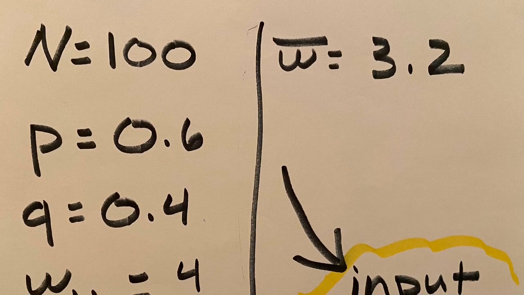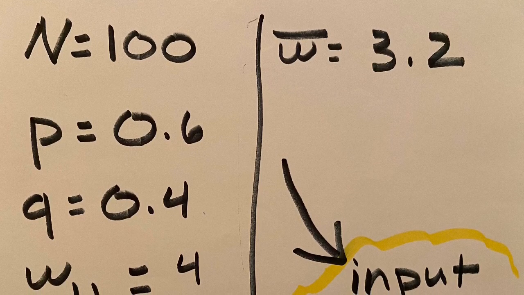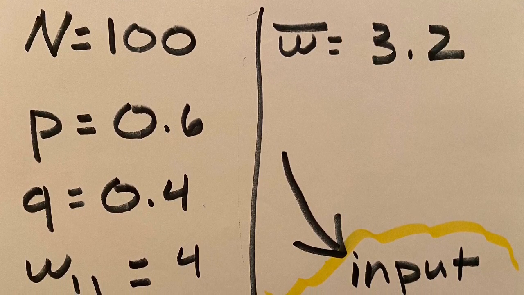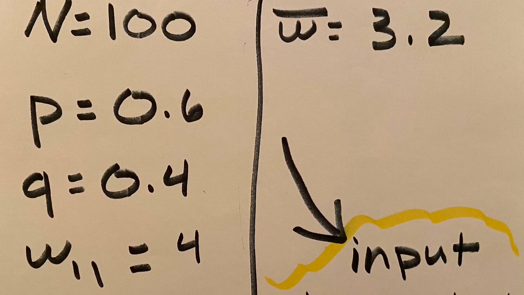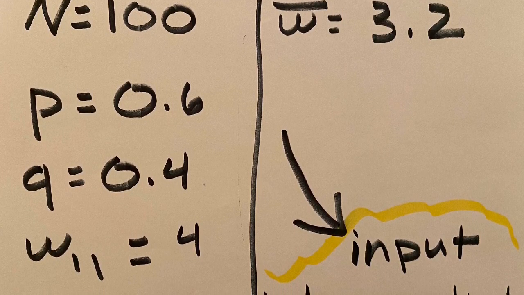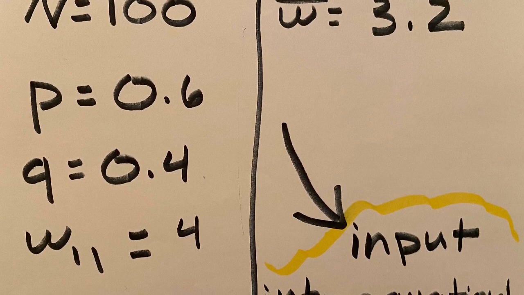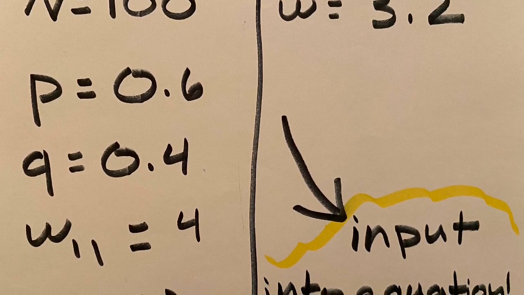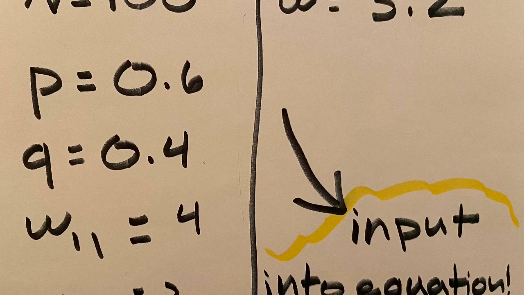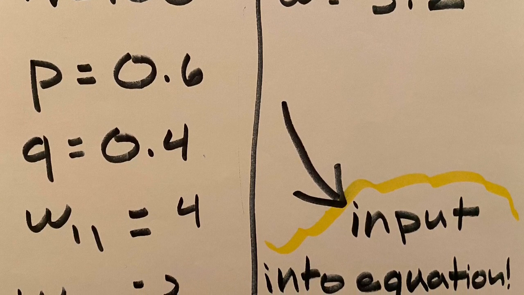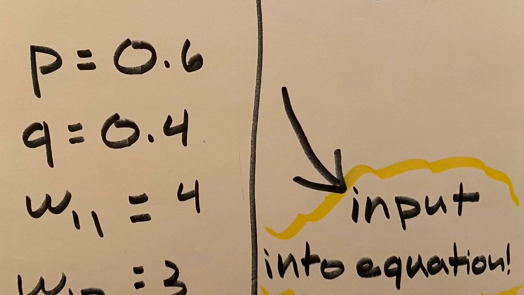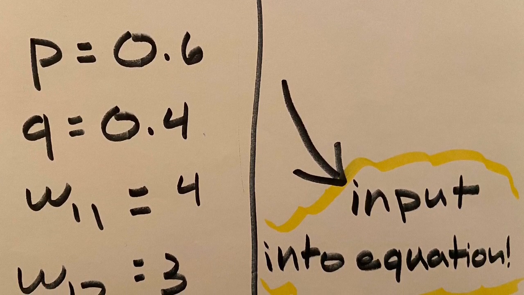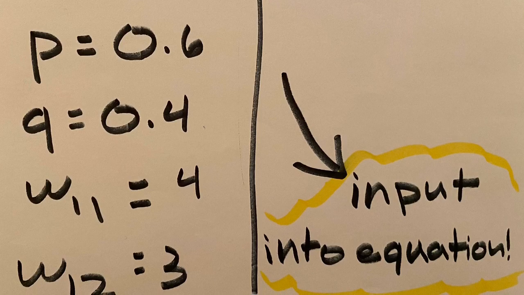We came up with some random numbers for all of our variables. N, or the population size, is 100. P, or the A1 allele's frequency, is 0.6. Q, or the A2 allele's frequency, is 0.4. W11, or the A1A1 genotype's fitness, is 4. W12, or the A1A2 genotype's fitness, is 3. Using these, we could find that W bar, the average population fitness, is 3.2.